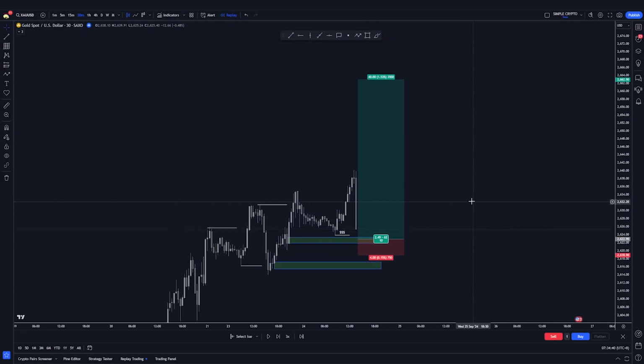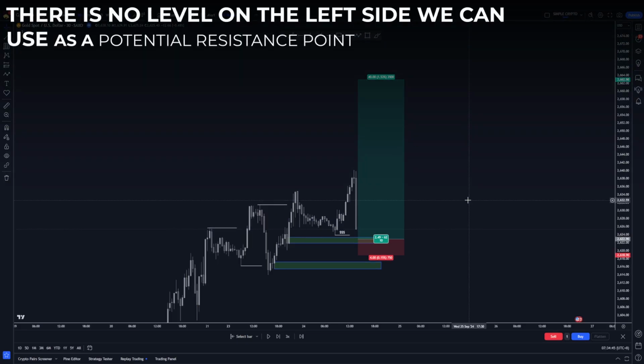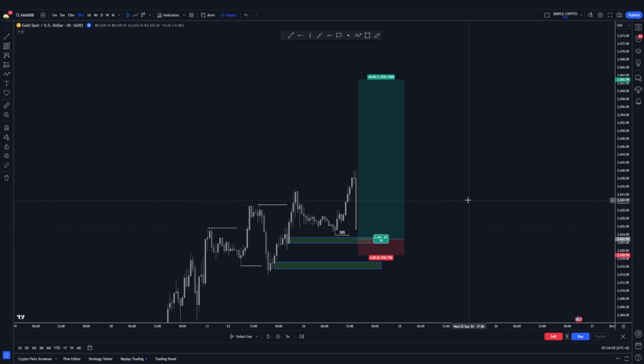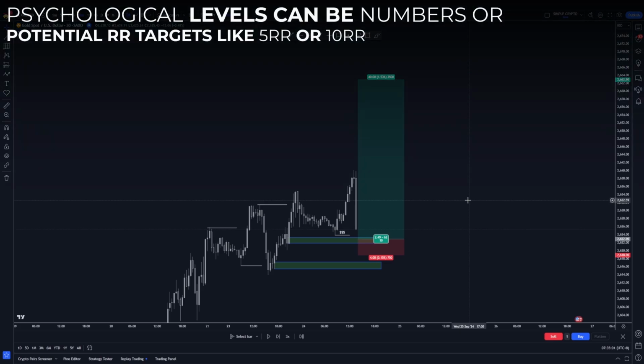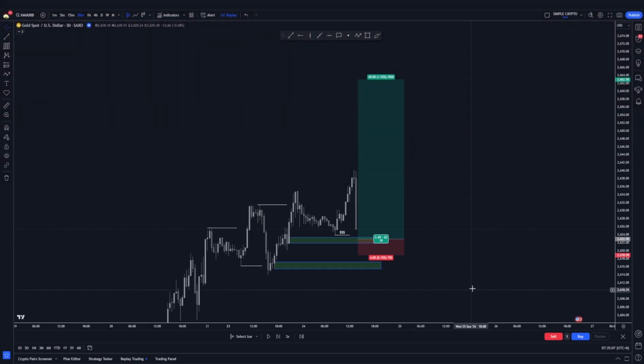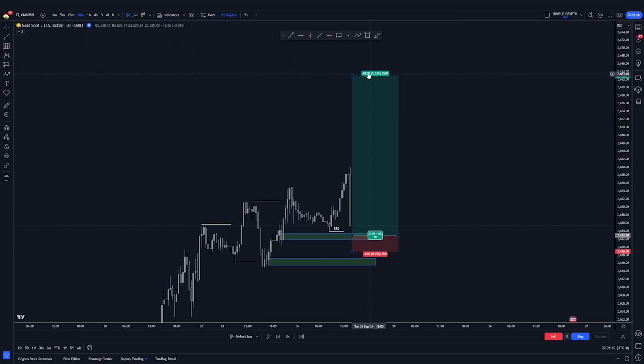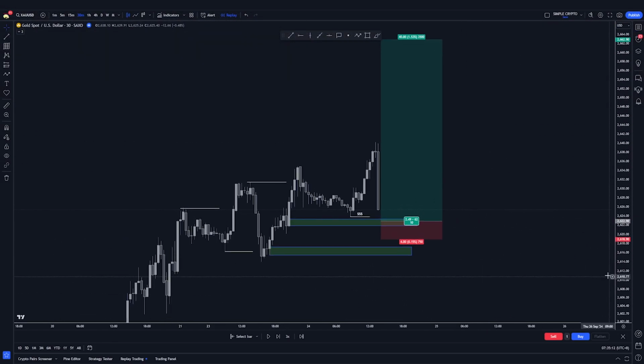We are creating constant all-time highs with gold. There's no level on the left side that we can use as a potential resistance point other than psychological levels, which we can use. Psychological levels can be numbers or potential RR targets like 5 RR or 10 RR, and you can see that exactly at 10 RR, which is 400 pips. Now let's try to play this out.